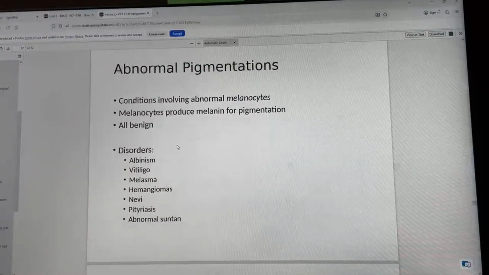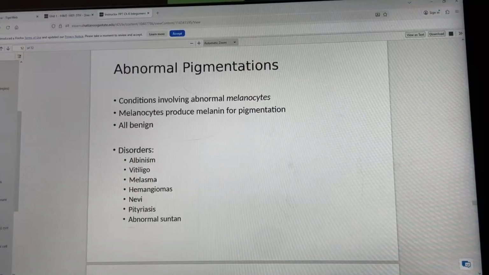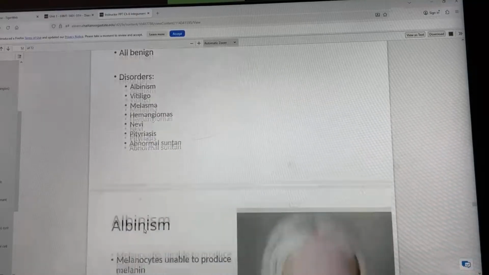All of these are benign. There's no problem that needs to be fixed. It's mostly just cosmetic, okay? So there's various disorders. You've got albinism, vitiligo, melasma, hemangiomas, all the rest of them. Okay, so let's start with albinism.